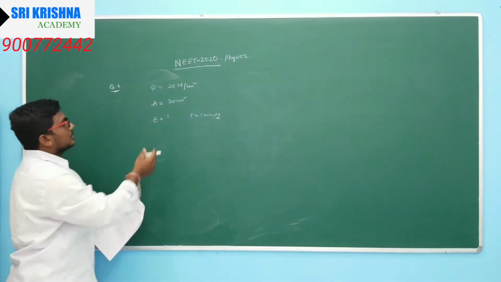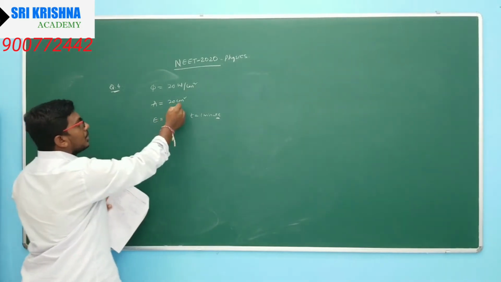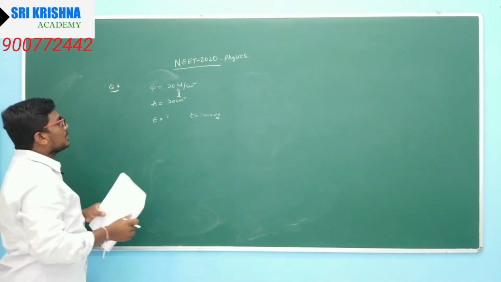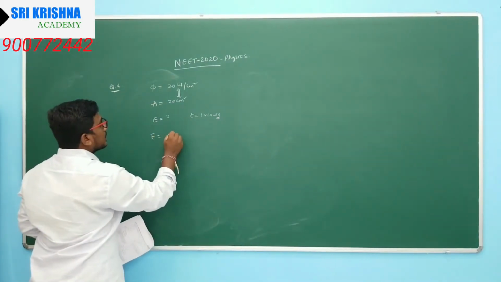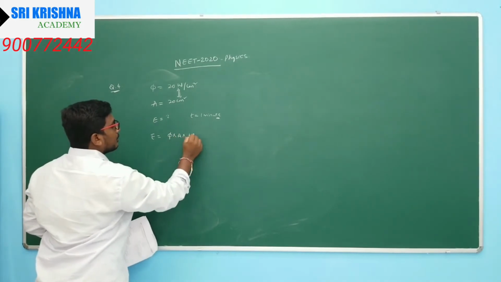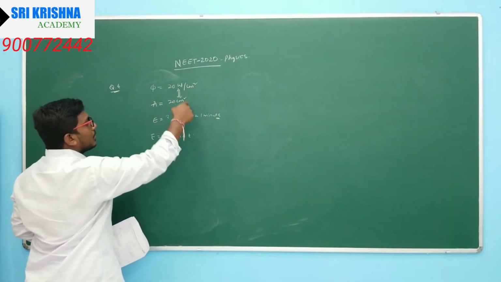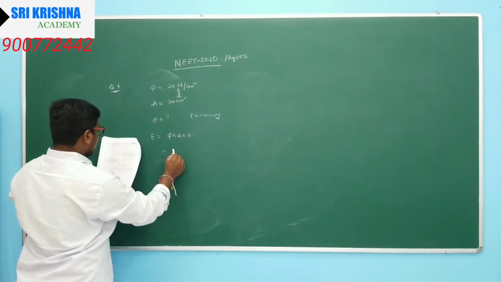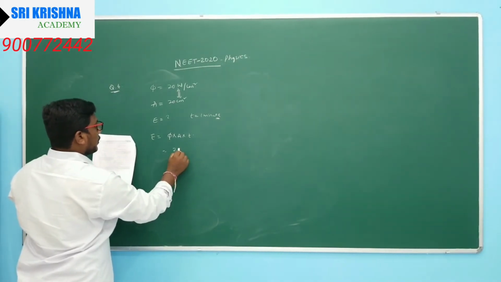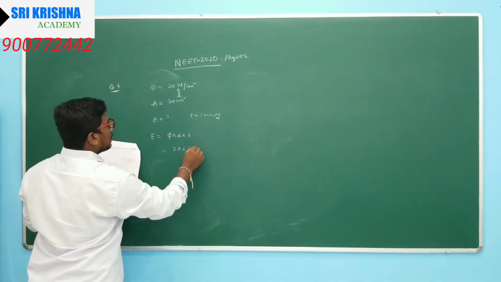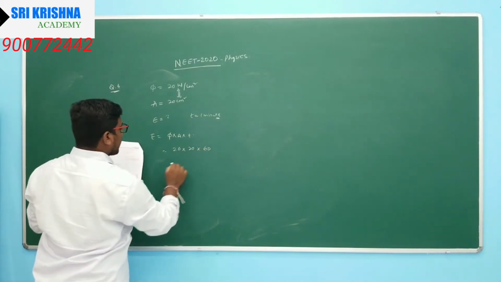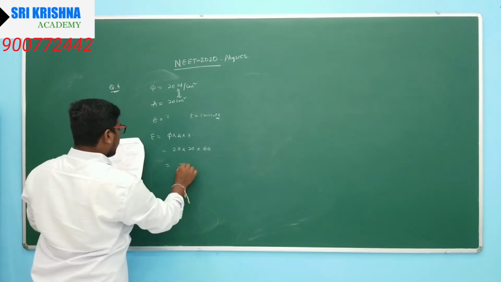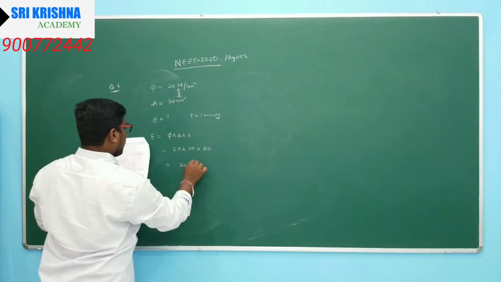So it is direct. Even if you don't know the formula, by observing the units you can simply calculate the energy. Energy is nothing but flux into area into time. So centimeter square will cancel out, and multiplying with the time gives you the energy. So 20 into 20 into time, 1 minute, that is 60 seconds. So it comes around 24 into 10 to the power of 3 joules.